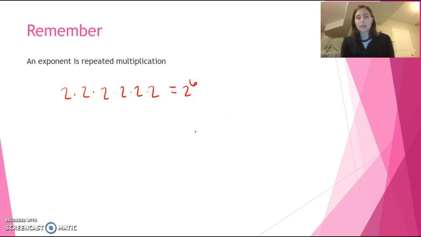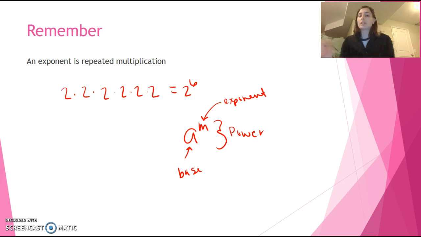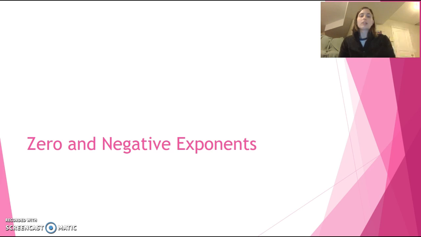Other things to keep in mind, we have specific names. The whole thing is considered a power. Our A here is our base. It is what holds up, kind of like in cheerleading. The base holds up the flyer, and our flyer in this case is our exponent. But the whole thing, the base with the exponent, is considered a power. So when we talk about powers, we're talking about that whole representation. All right, so getting into our first set of properties, zero and negative exponents.